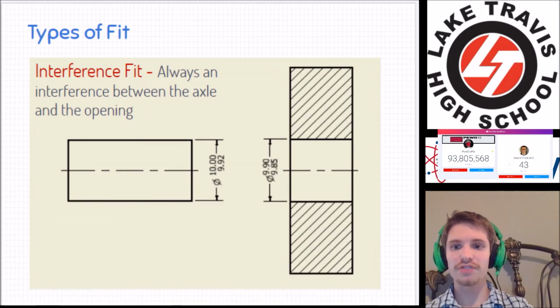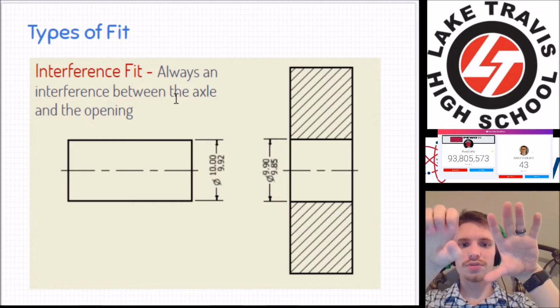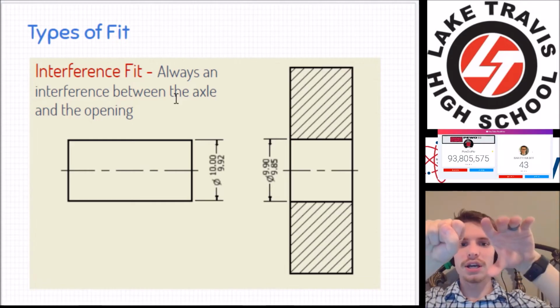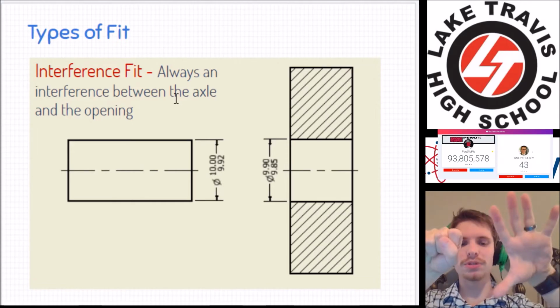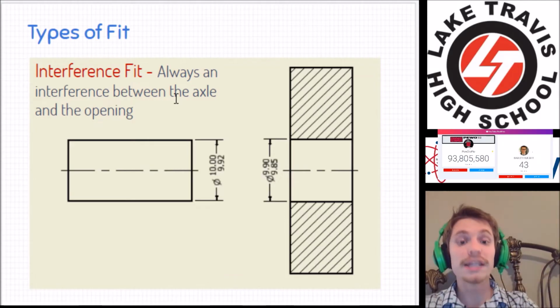Okay, interference fit is the opposite. No matter how small your axle goes, you want it to be as small as possible, and you want your opening to be as big as possible. No matter that configuration there, you'll still have some interference. And that's okay.